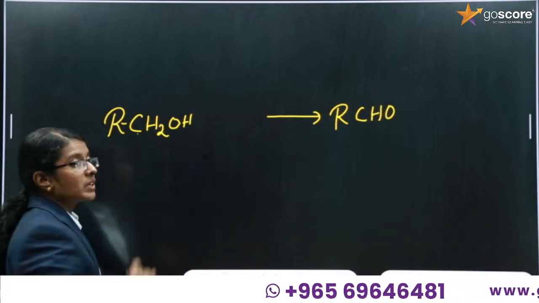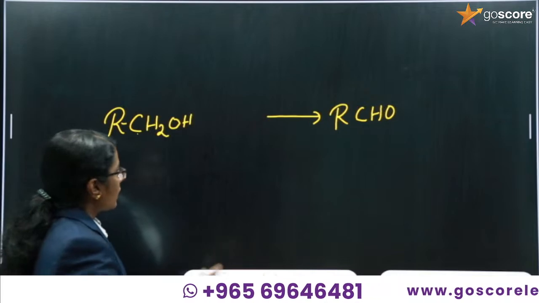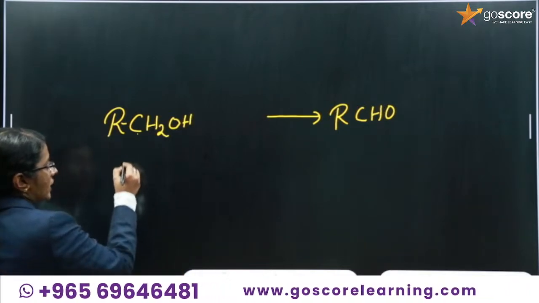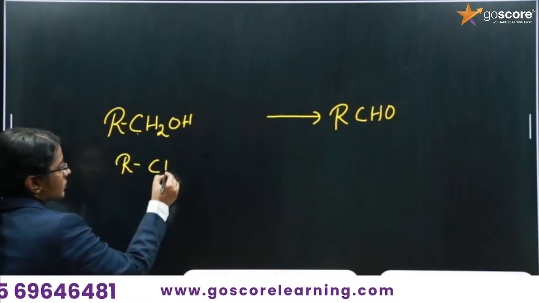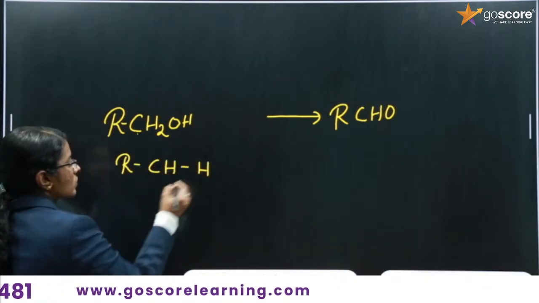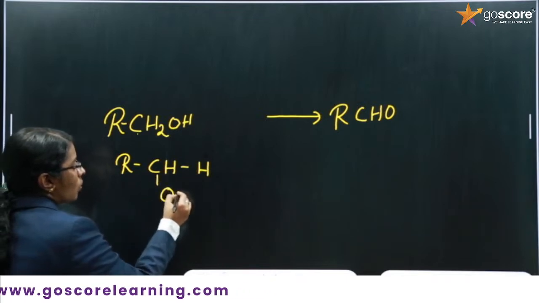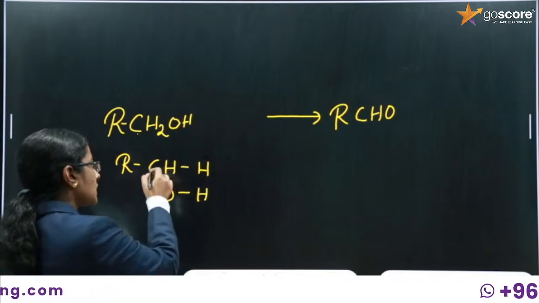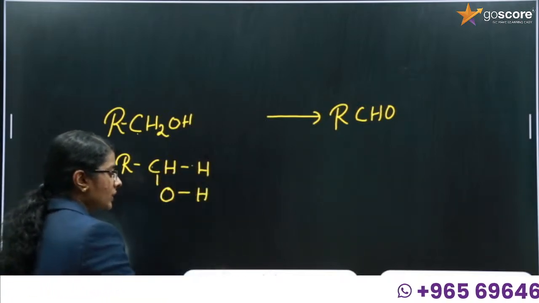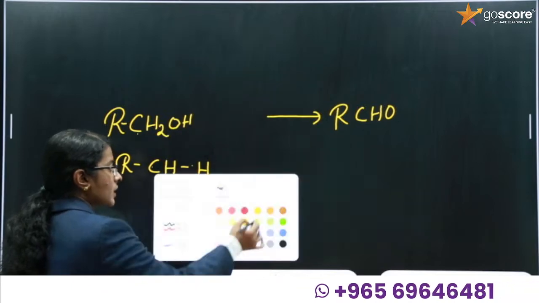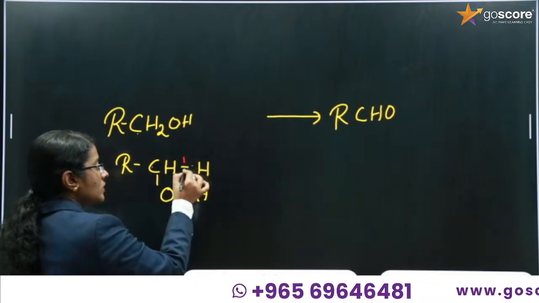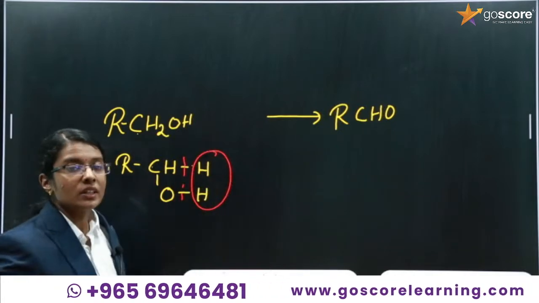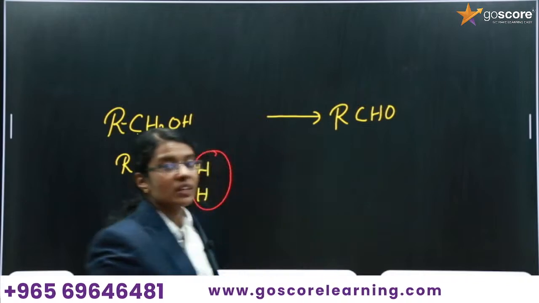So this is primary alcohol. In this oxidation of alcohol, the CH bond and OH bond cleavage is occurring. So this dihydrogen will be eliminated, then you will get the corresponding aldehyde.